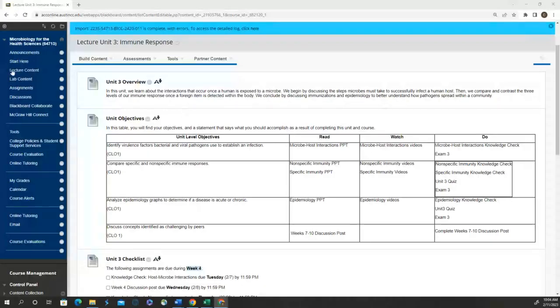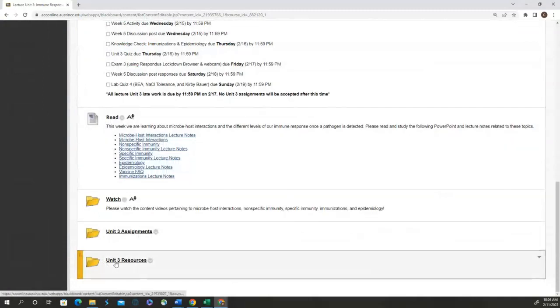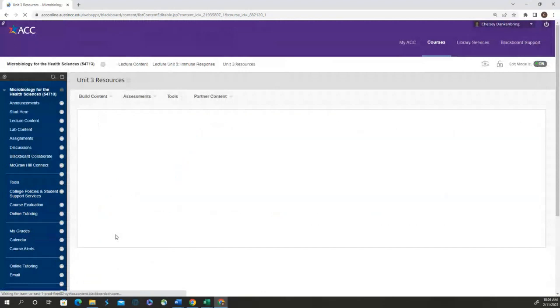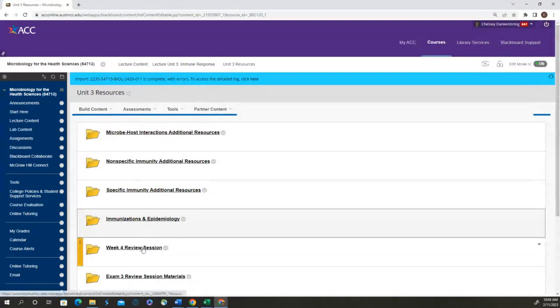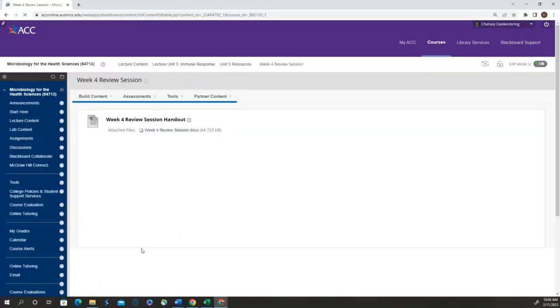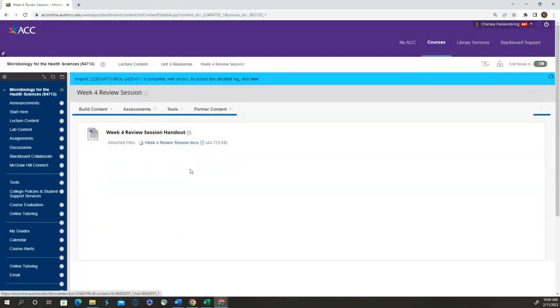All right, so we are in lecture unit 3. You're going to go all the way down to the unit 3 resources. And then right here, second from the bottom, week 4 review session. That's where we're at today. So if you'll click on that folder, wait for Blackboard to do its thing. Here is the handout, and then the video, I'll post the link right underneath.